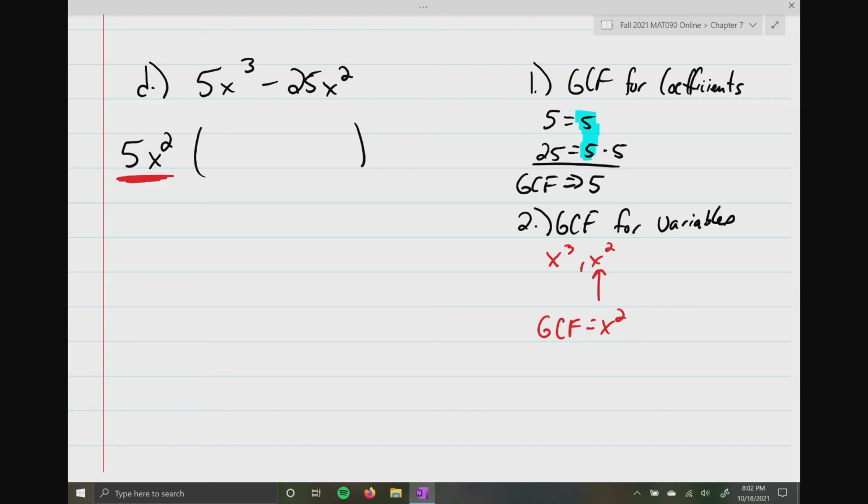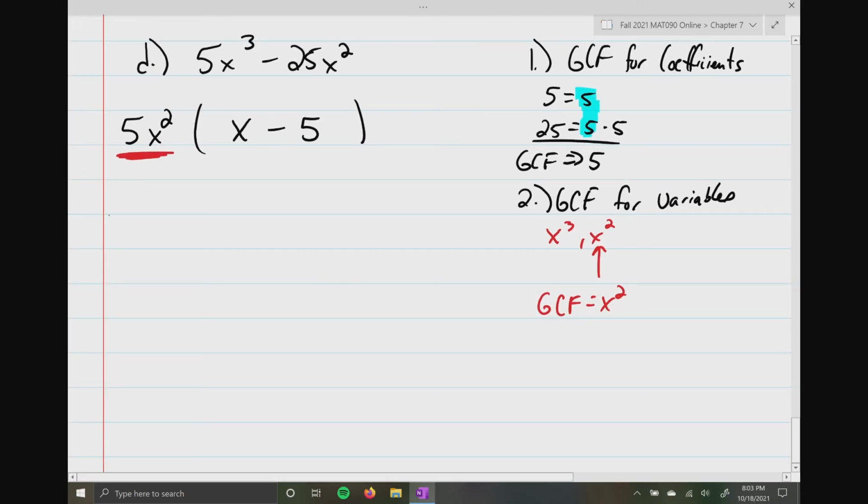All right? So, pause the video, write down what you think goes inside the parentheses. All right, good. So, what you should have got inside the parentheses is x minus 5. Now, if you didn't get that, let me show you why we get the x minus 5. So, I'm just going to draw a little box underneath the problem. This is going to be my work.